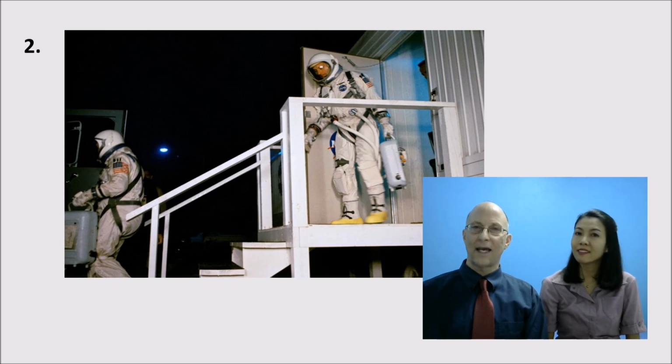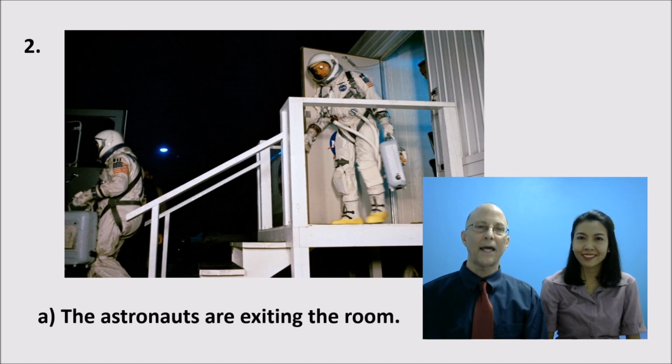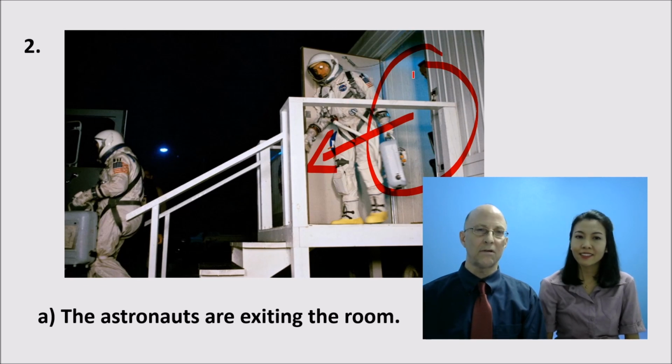Lastly, we go back to A. The astronauts are exiting the room. Exiting means going out. Here is a room. This is an astronaut. Here's another astronaut. This may be an astronaut as well, but they are clearly exiting the room.